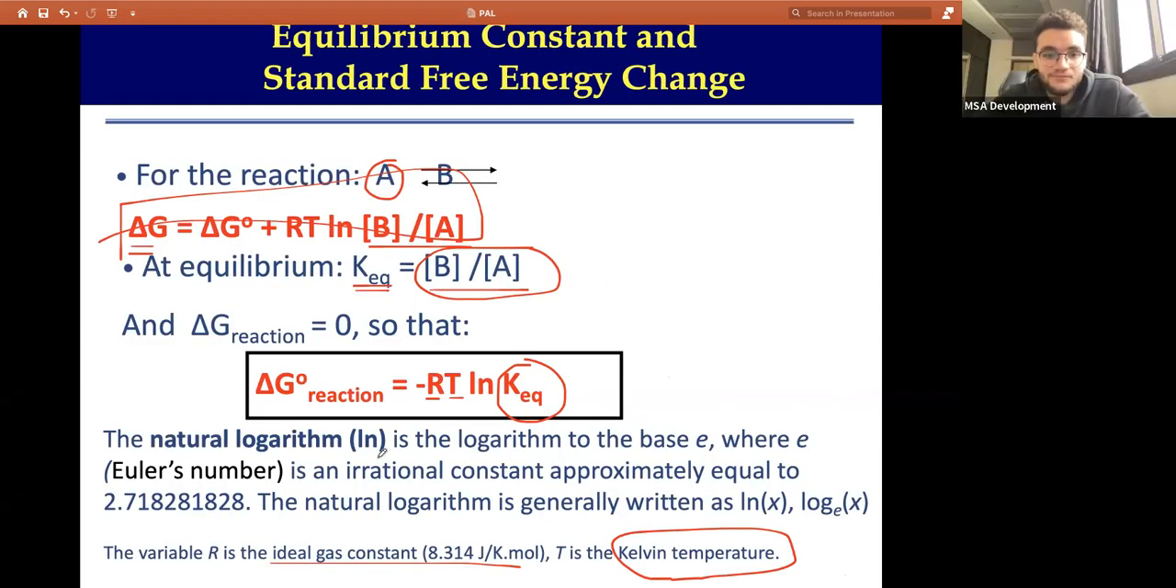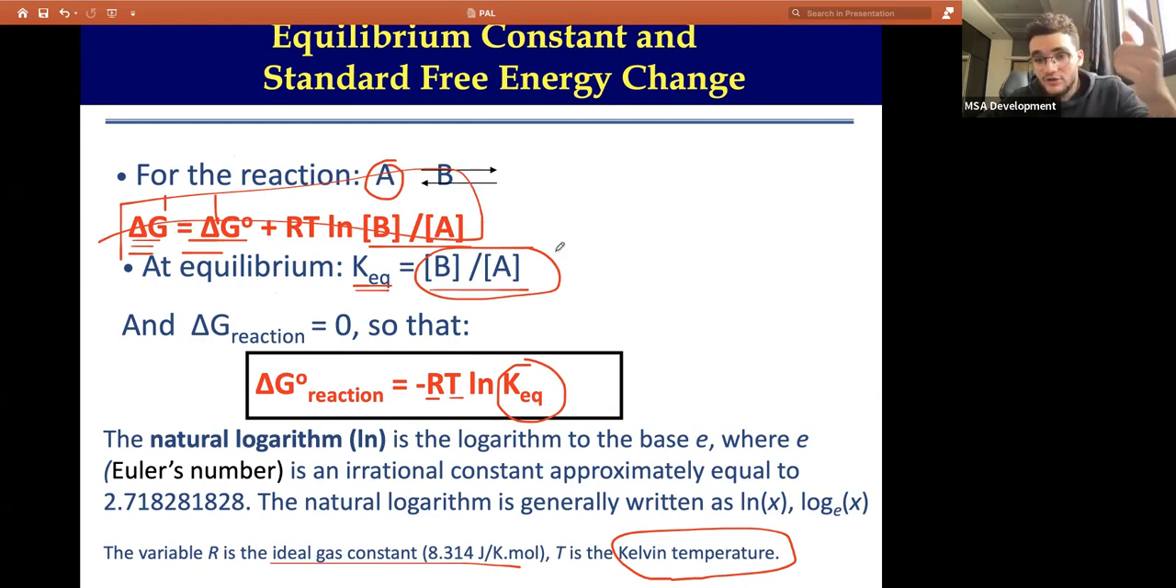This one? Yes, please. Okay, so as we said, we talked about delta G, the standard free energy change, and the actual delta G. We have an equation that links them both: delta G equals delta G standard plus RT ln, a logarithm, of the concentration of B over the concentration of A.